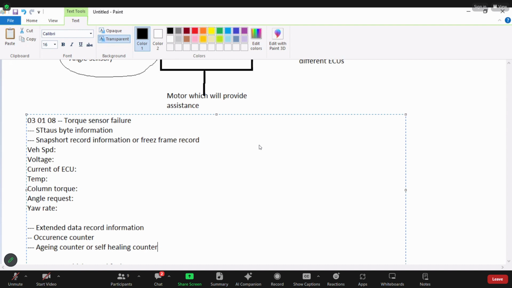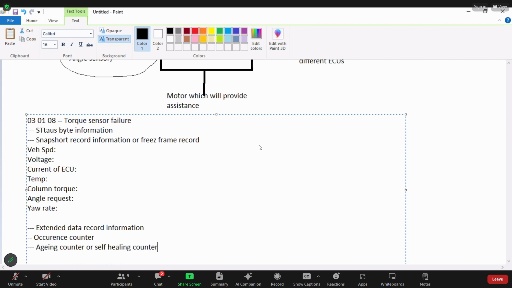And what do you mean by aging counter or self-healing counter? Like occurrence counter, there is a term self-healing counter or aging counter. I'll tell you the idea behind it, why this aging counter or self-healing counter has been implemented in the project. The aging counter keeps track of how many ignition cycles this fault didn't happen.